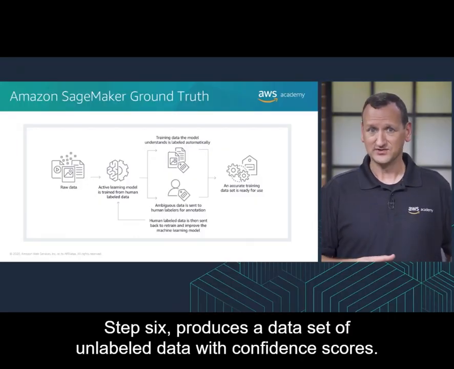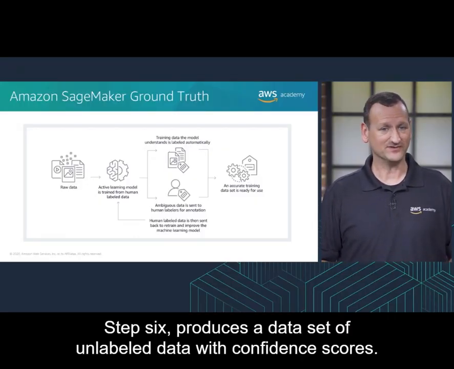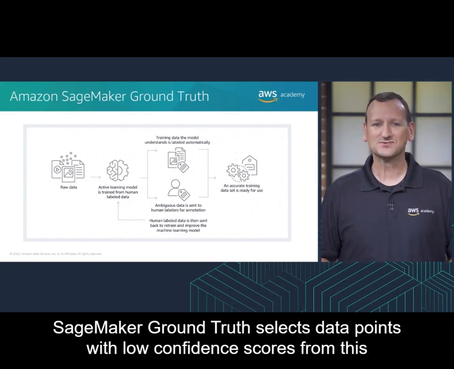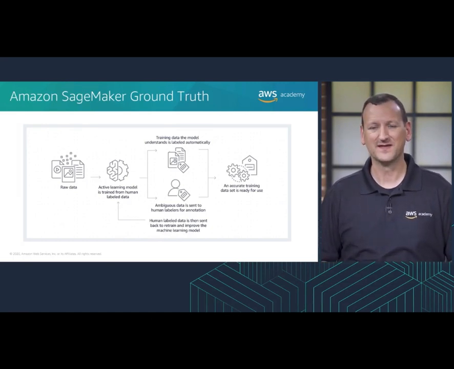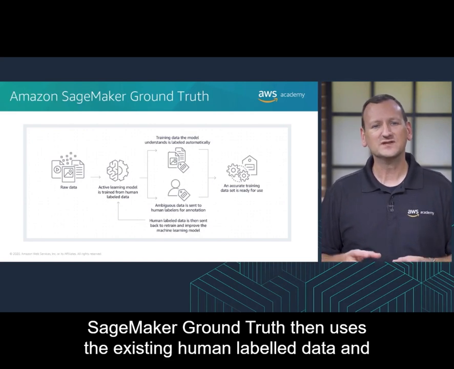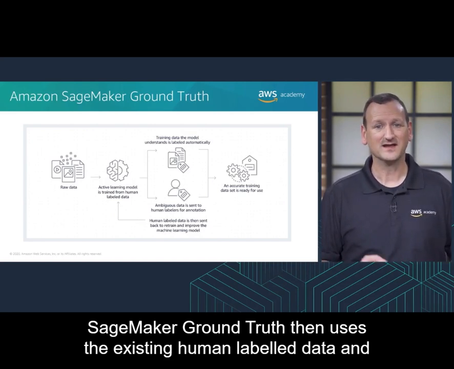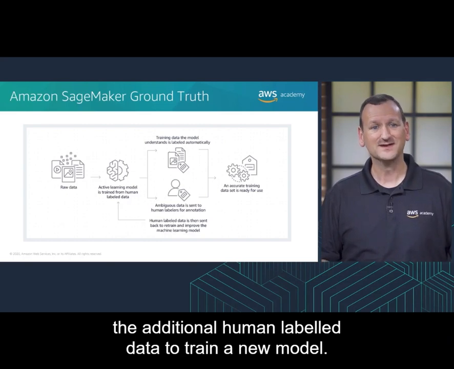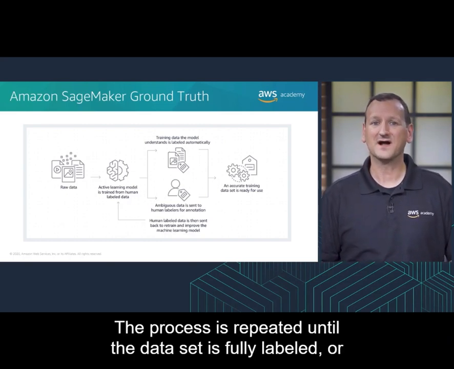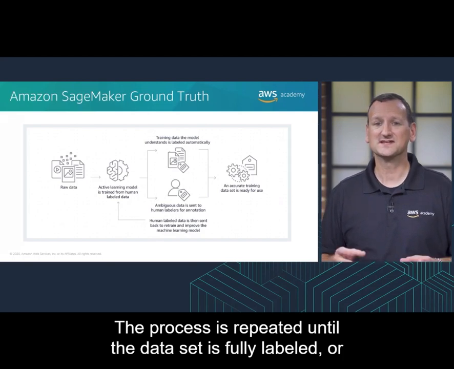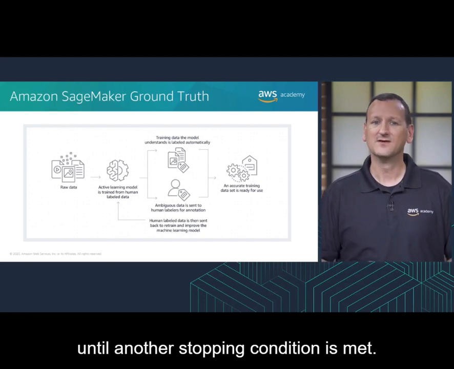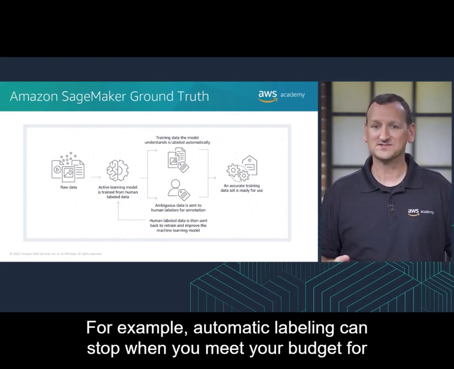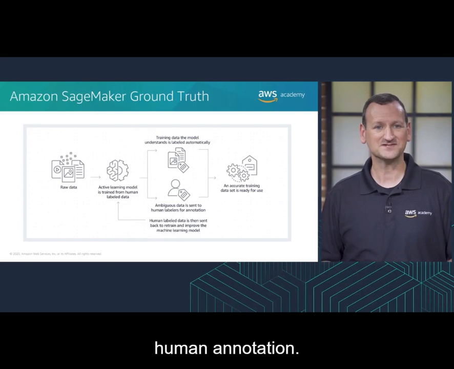Step 6 produces a dataset of unlabeled data with confidence scores. SageMaker Ground Truth selects data points with low confidence scores from this dataset and sends them to human workers for additional labeling. SageMaker Ground Truth then uses the existing human labeled data and the additional human labeled data to train a new model. The process is repeated until the dataset is fully labeled, or until another stopping condition is met. For example, automatic labeling can stop when you meet your budget for human annotation.